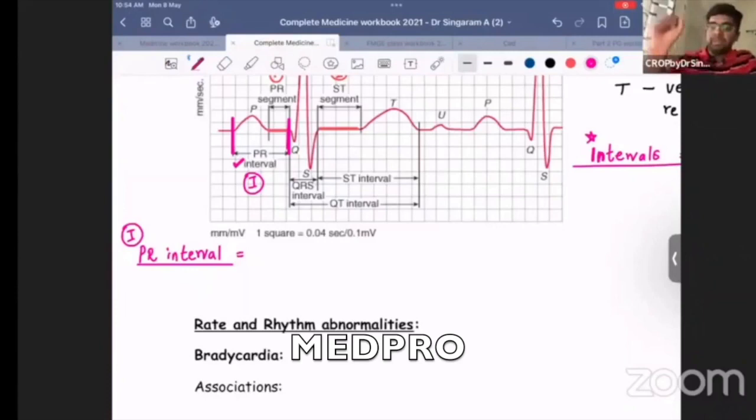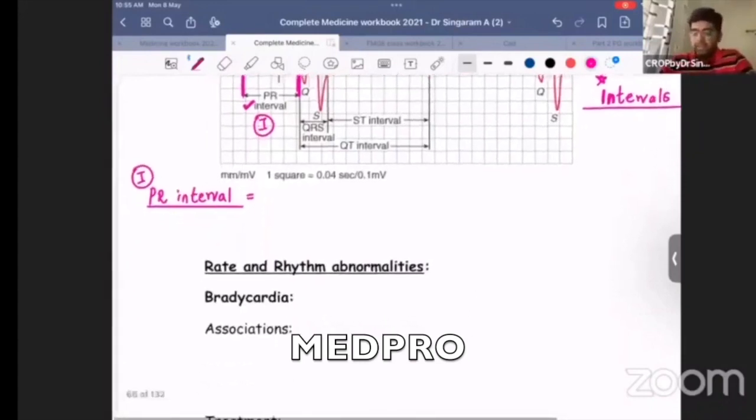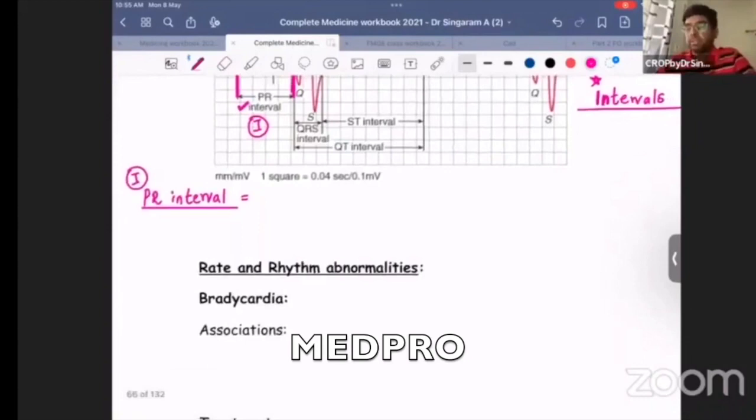See, P wave is atrial depolarization. QRS is ventricular depolarization. The PR interval starts from the P wave to the beginning of QRS, meaning the time taken from atrial depolarization to ventricular depolarization, or in simple words, the time taken for the impulses to travel from the atrium to the ventricles. That's all. Now, I'm not going to write all of them because I'm short of space, and they must have already been discussed in your physiology classes.